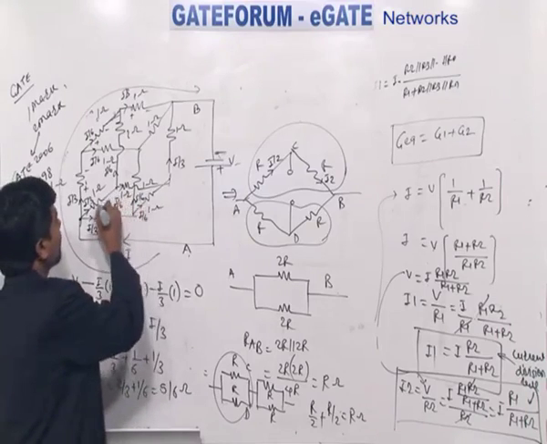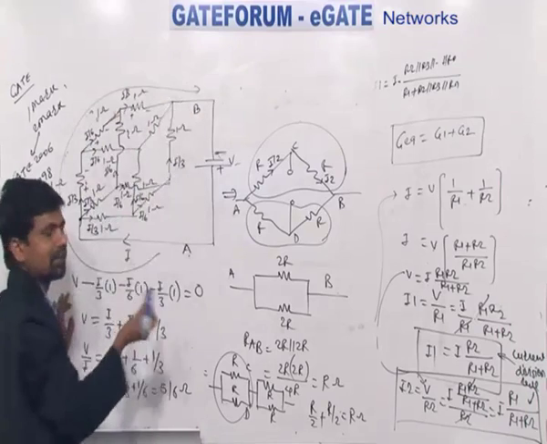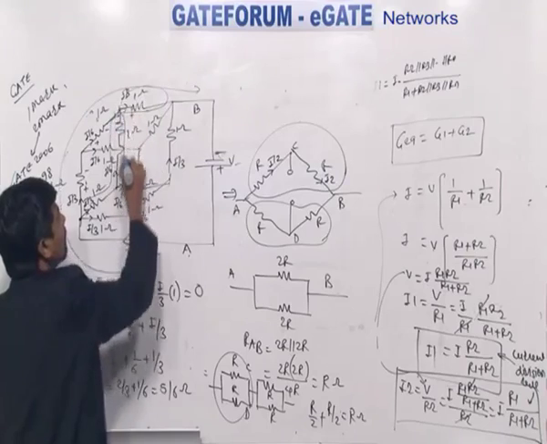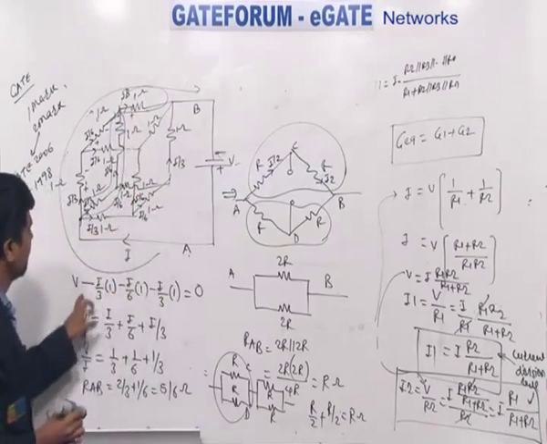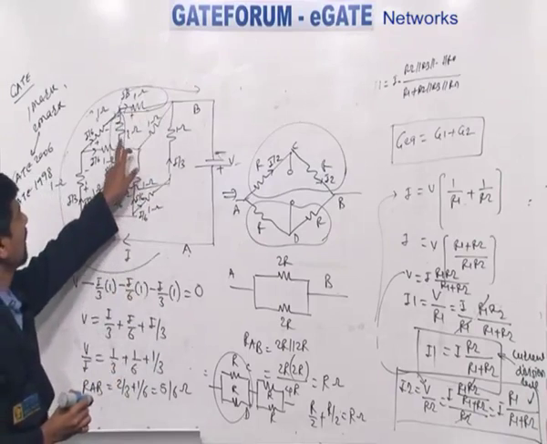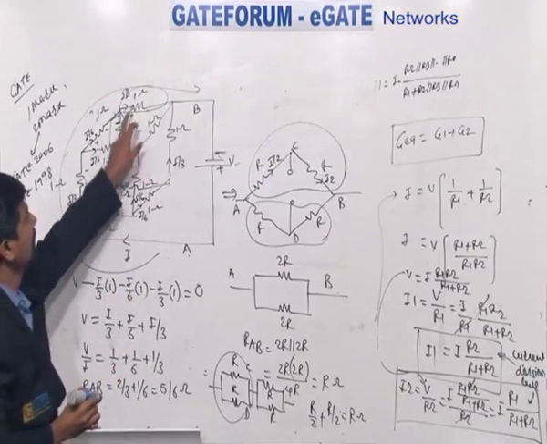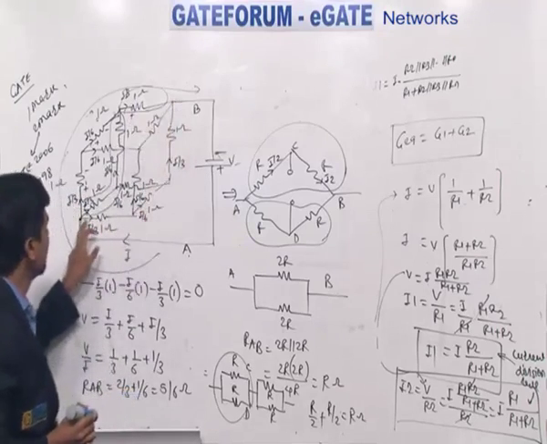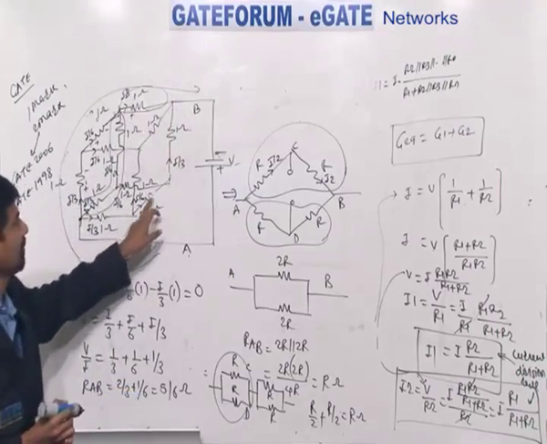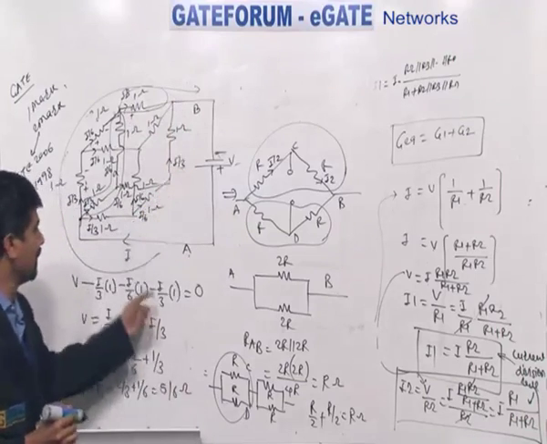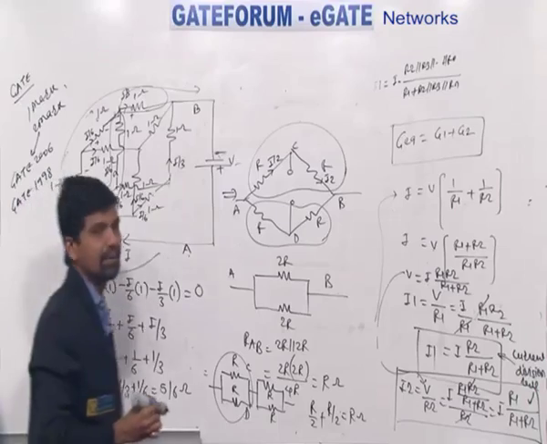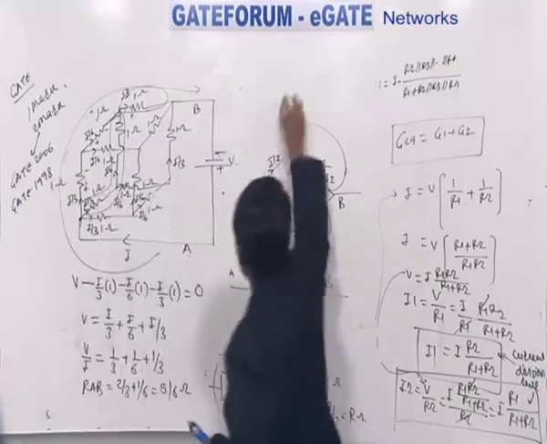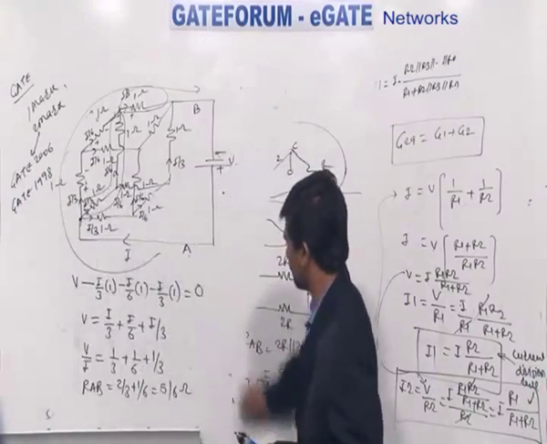If somebody says, okay, I don't want to consider this branch, no problem. You can consider any branch. Suppose I consider this branch. Again I will get the same answer. V minus I by 3 into 1 minus I by 6 into 1 minus I by 3 into 1 is equal to 0. Somebody who considers this branch will get the same answer. He or she will get V minus I by 3 into 1 minus I by 6 into 1 minus I by 3 into 1. So I will get equivalent resistance as nothing but 5 by 6 ohm. So these are very simple examples which are based on the basic fundamentals of series parallel combination of the resistance.